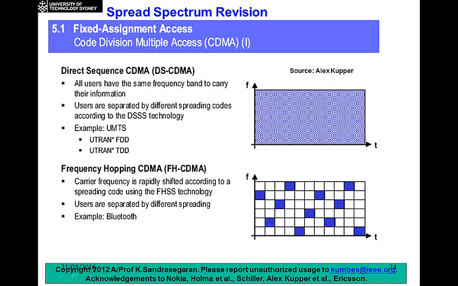In the frequency hopping case, what we have is the carrier frequency being changed at a very rapid rate. We have to make sure that different users are hopping with different patterns, and no two users are using the same frequency at any one time. This technology is also there, but it has not found commercial use.